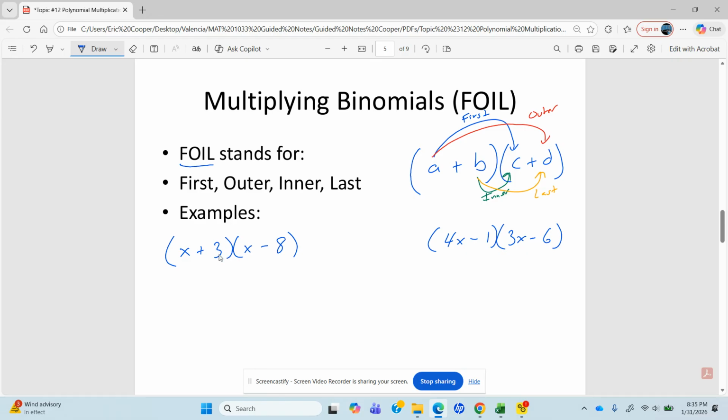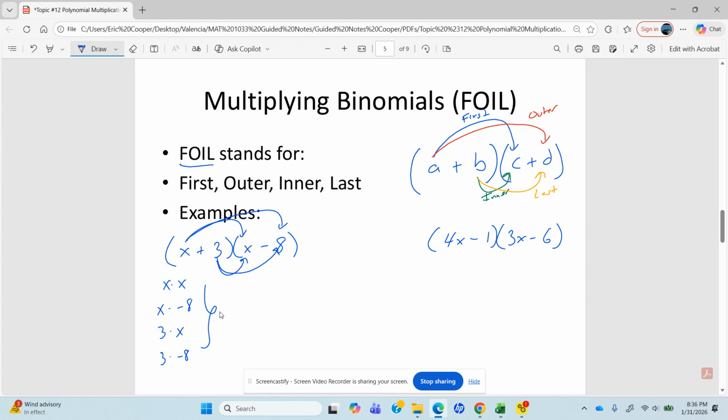So here in my example, I've got x plus 3, x minus 8. The first would be x times x. The outside would be x times negative 8. The inside would be 3 times x. And then the last would be 3 times negative 8.